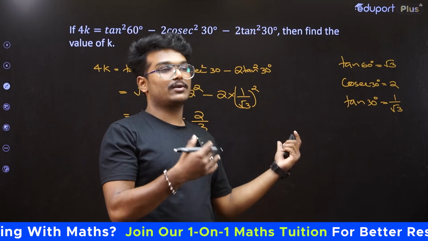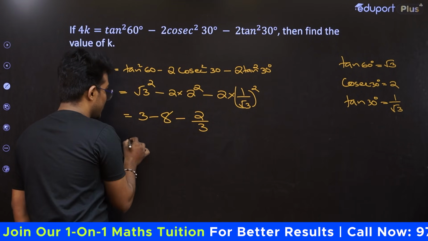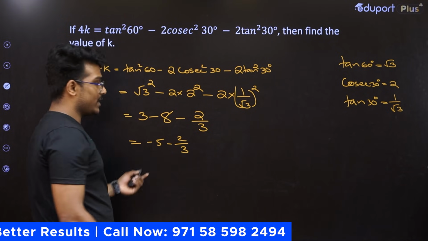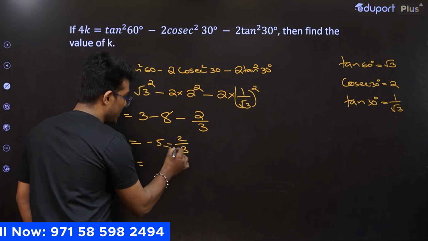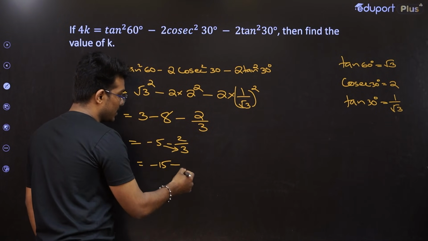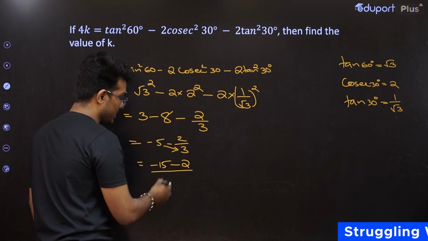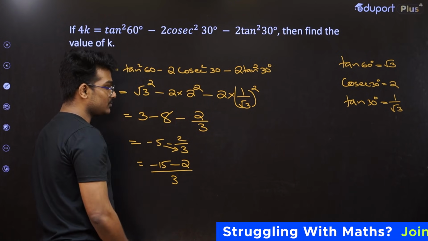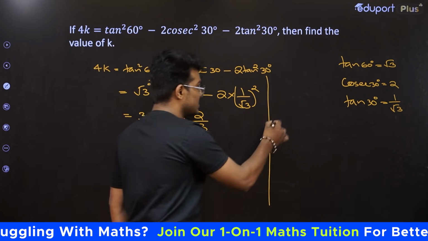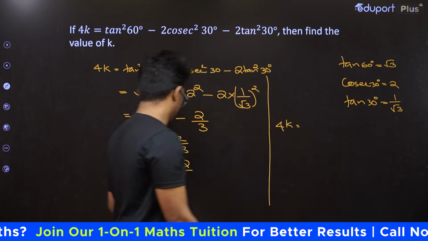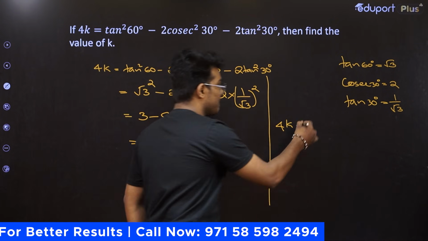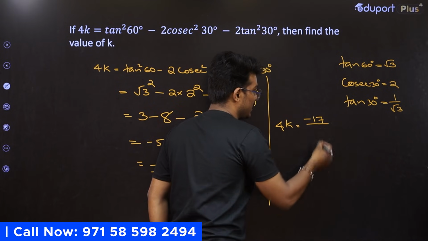Okay, again we are going to simplify this. 3 minus 8 is equal to minus 5. Minus 2 by 3. While cross multiplying this, minus 5 into 3 is equal to minus 15. Minus 2 into 1 is equal to 2 divided by 3. Okay, then it will be 4k is equal to minus 15 minus 2, that is minus 17 divided by 3.